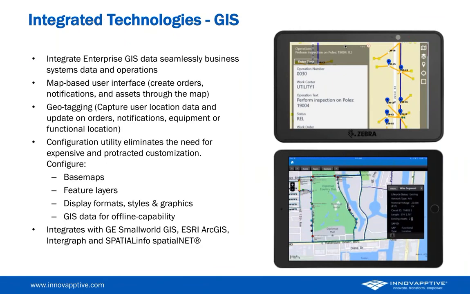And the other side of things is integrated technologies, because EAM is all about connecting to other systems. We saw how we can integrate to the IoT side of things. One of the key investments in most asset-intensive organizations is the GIS. So, out of the box, there are multiple options for GIS integration, leveraging the key players in the map and GIS space: GE Smallworld, Esri, Intergraph, Spatial Info. So, the solution has the capability to integrate all that.